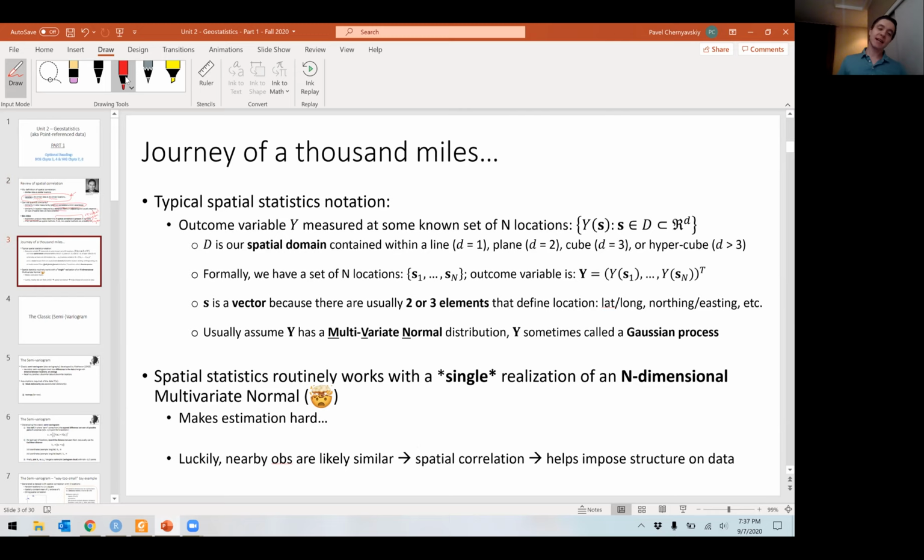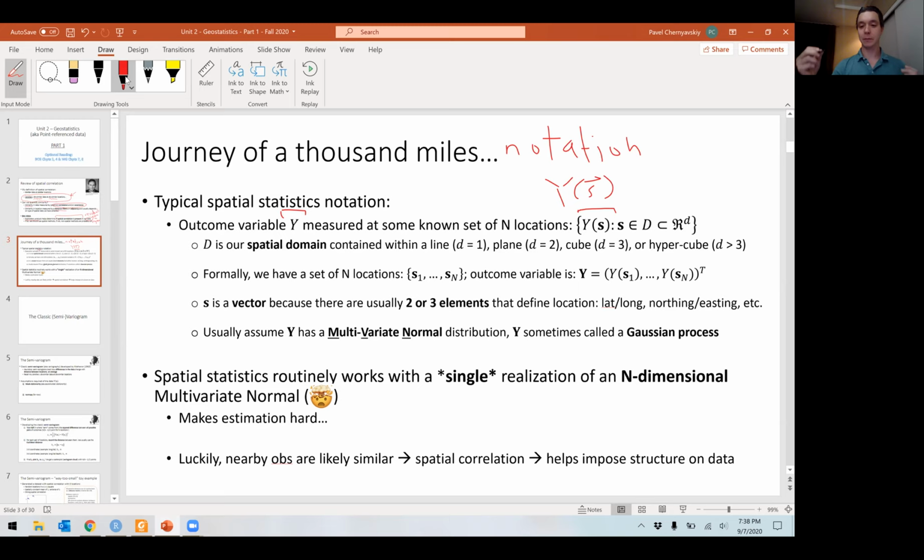So the journey of 1,000 miles begins with notation. Notation is boring, but notation is important so that we're all on the same page. Our outcome variable will be y, and it'll be measured at some set of known locations. Take a look at this notation right here: y depending on our location coordinate. So our outcome variable depends on where we measure it.